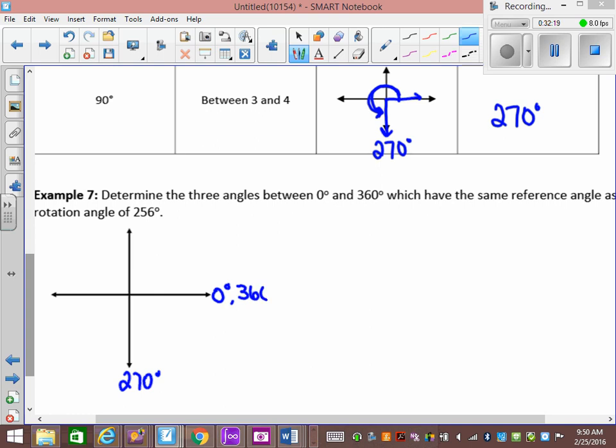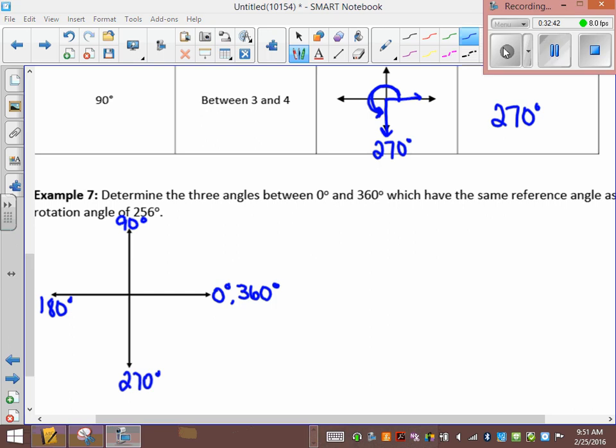Oh, what do we do first? Label. If you get questions wrong on a test and you don't label, I'm going to put a sad face with tears and a little puddle below it. One of the classes did. I can't remember who did, though.